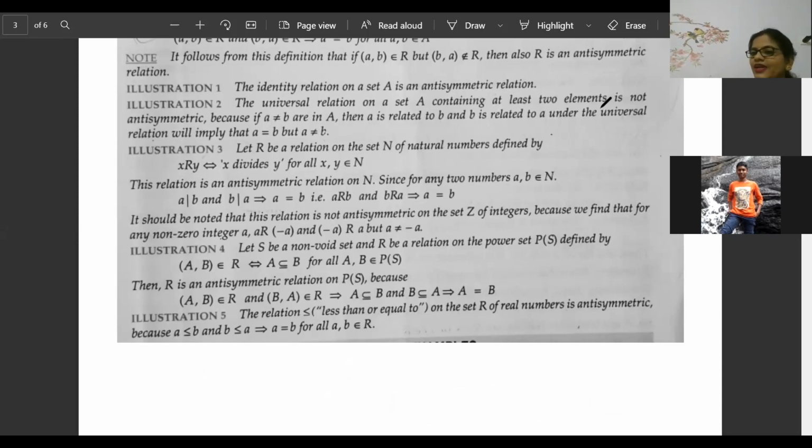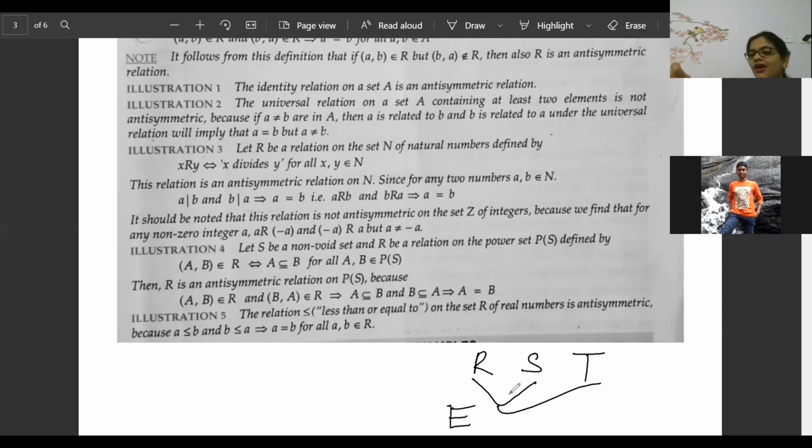So now, all the different types of relations are over. How many types of relations are there? Void relation, universal relation, reflexive relation, symmetric relation, transitive relation, and antisymmetric relation. Among them, reflexive, symmetric, and transitive, RST together, is called an equivalence relation. RST: reflexive, symmetric, transitive.